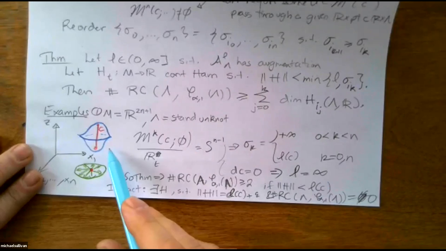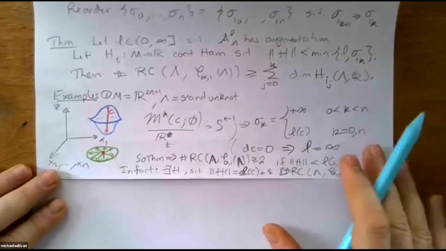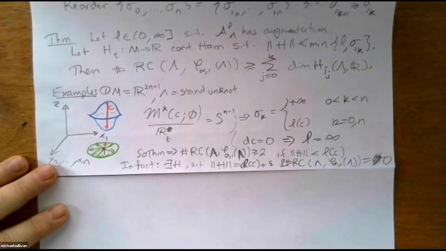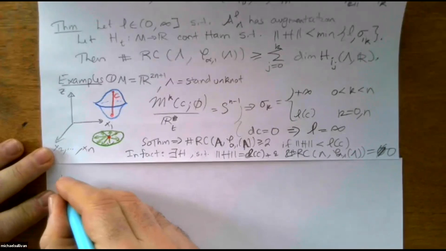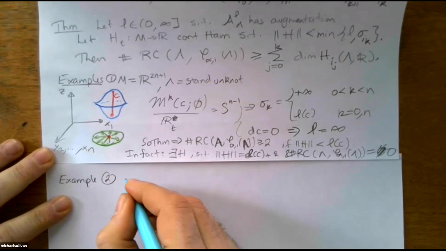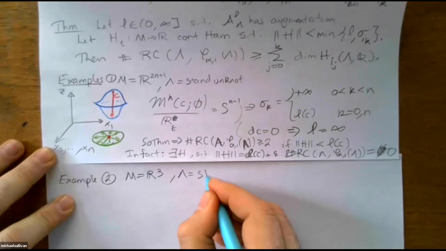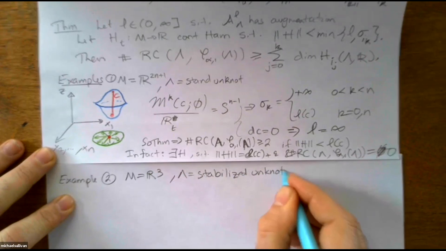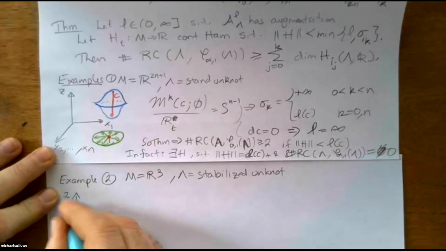Okay, so I mentioned in the abstract of the talk that you could use this for loose Legendrians. This is not a loose Legendrian. So let's do an example. Well, this one's not quite loose either, but it would be the one-dimensional analog of a loose Legendrian. So let's say M is R3, and lambda is a stabilized unknot. Okay, so again, drawing the front projection, it would look like ZX, and it would look something like this.